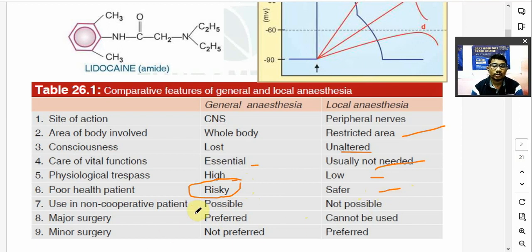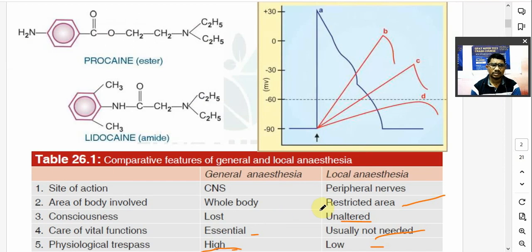Use in a non-cooperative patient. If the patient is non-cooperative, then give one suggestion and then give anesthesia. General anesthesia is possible with a non-cooperative patient, but local anesthesia is not possible with an uncooperative patient. If you don't want to take the injection, the doctor is trying to touch you but you are running away, you are uncooperative, so it is not easy for an uncooperative patient with local anesthesia. So local anesthesia is used in minor surgery and general anesthesia is used in major surgery. Okay, this is the basic difference.